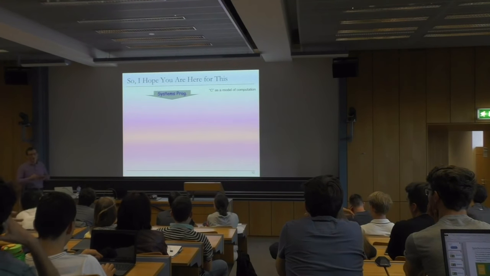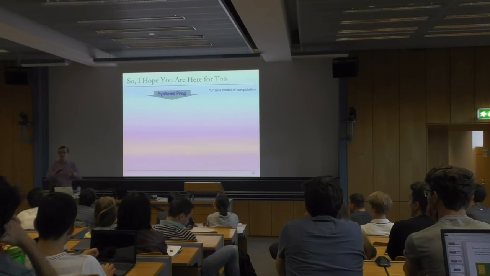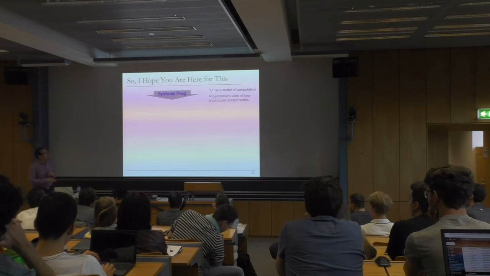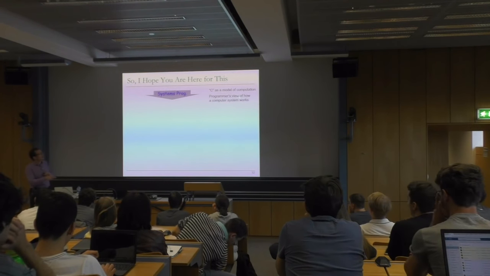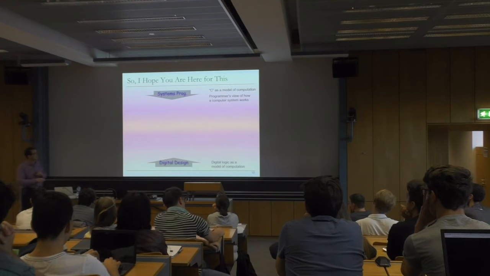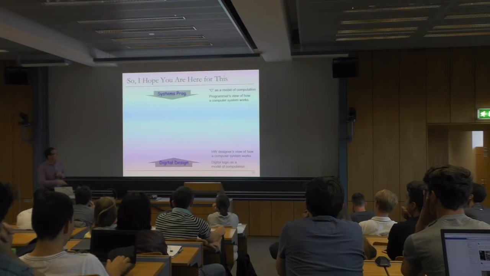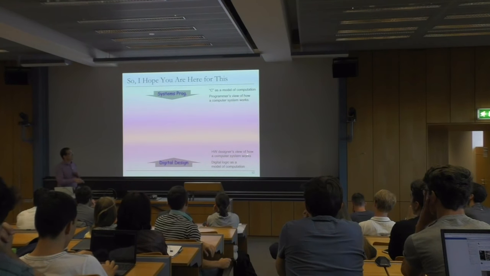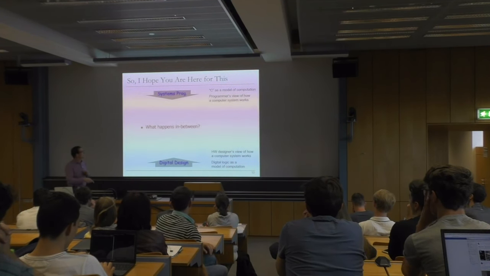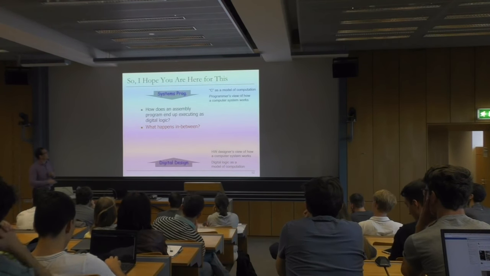In systems programming or any kind of computer systems course, you think about C as a model of computation, and maybe you talk about processors a little bit, but you don't go into depth. You really think about the programmer's view of how a computer system works. And in digital design, which some of you have taken from me, you think about digital logic as a model of computation, and you really get the hardware designer's view of how a computer system works. But we're in the middle. As an architect, we're really in the middle.